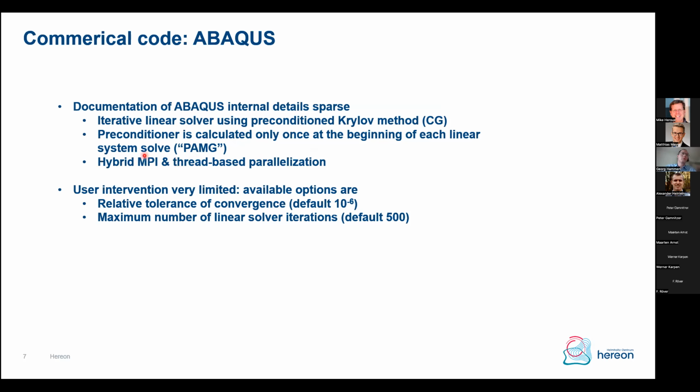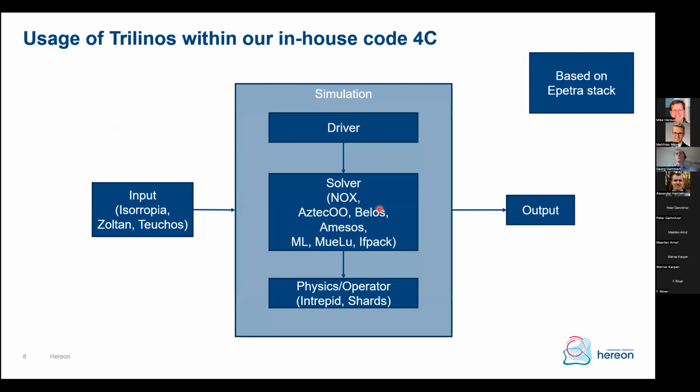Abaqus supports a hybrid MPI and thread-based parallelization, which is quite nice. At the same time, the user intervention is very limited. There are just two options that can be triggered by the user. On the one hand, the relative tolerance for convergence, which is set to, I would say, a reasonable default value. And on the other hand, the maximum number of linear solver iterations, set to a default of 500. That's actually already everything that can be done within Abaqus.